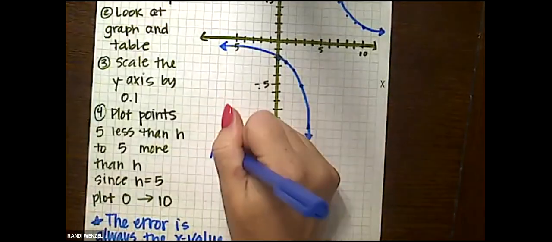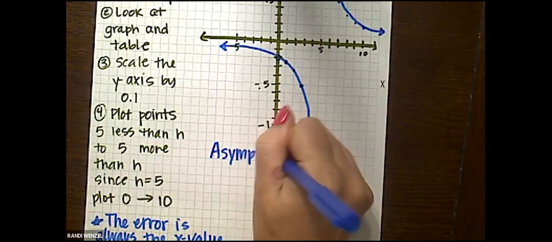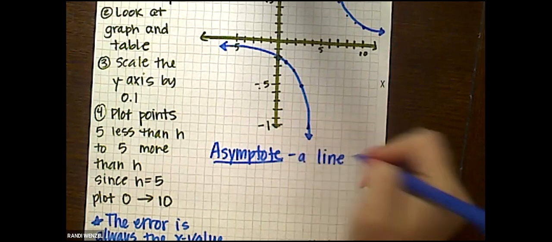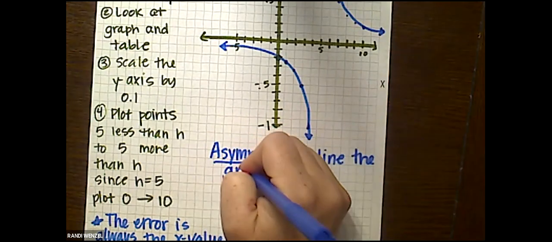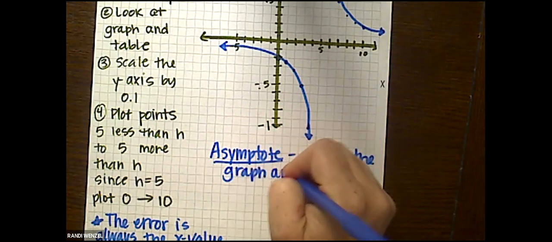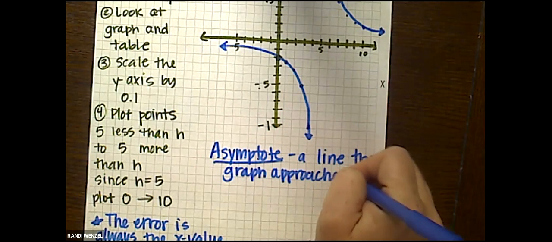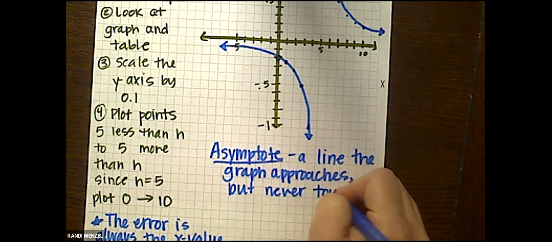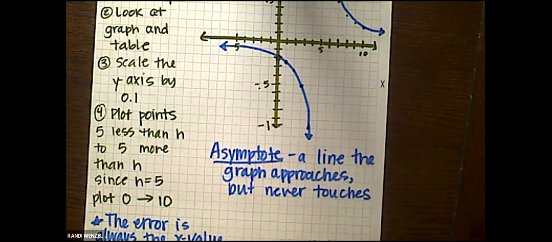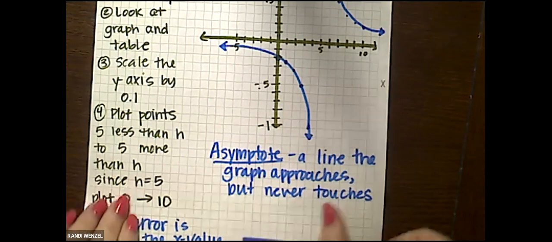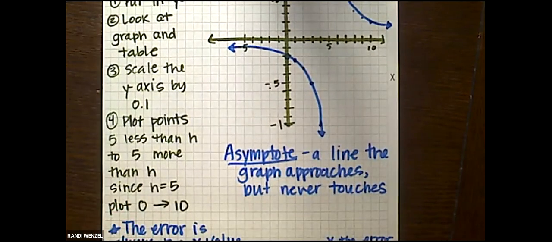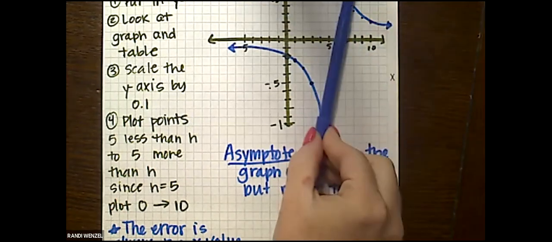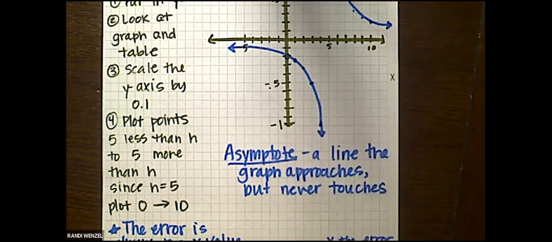I'm going to write that down. An asymptote. It's kind of like an imaginary line, but it's a line the graph approaches but never touches. And on these, you'll have a horizontal asymptote, so one like this that your graph never touches, and a vertical asymptote that your graph never touches.